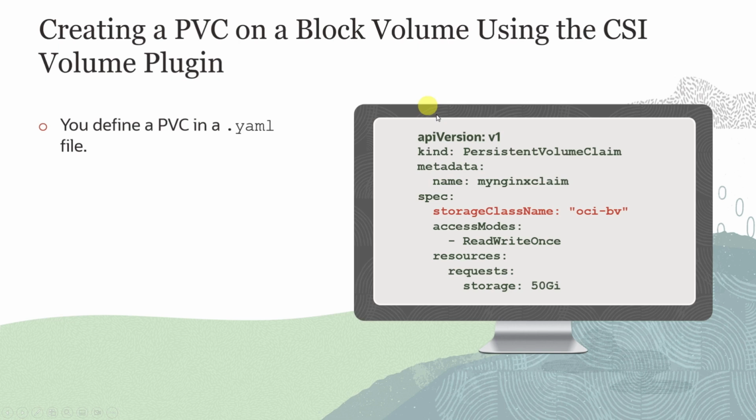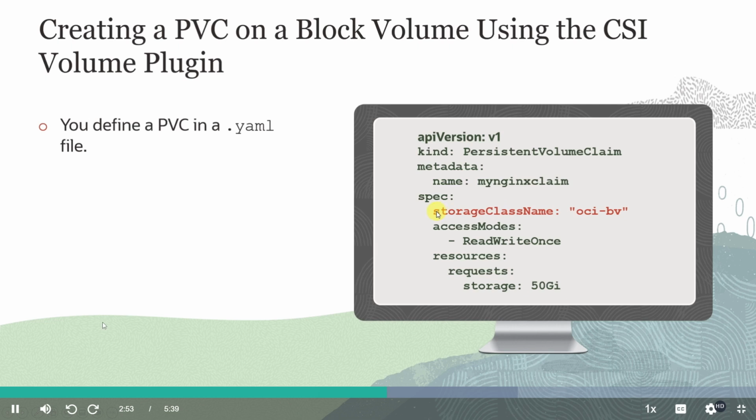apiVersion specifies the API version, which is v1 for the core Kubernetes API. Kind indicates the type of resource, which is PersistentVolumeClaim. Metadata contains information about the PVC, including its name, which in this case is my-nginx-claim. The spec section describes the desired state for the PVC, where storageClassName specifies the storage class to be used for provisioning the persistent storage. In this case, it is set to oci-bv.